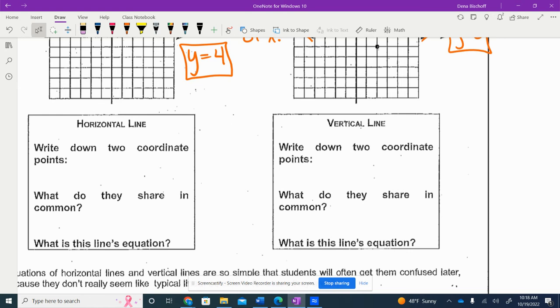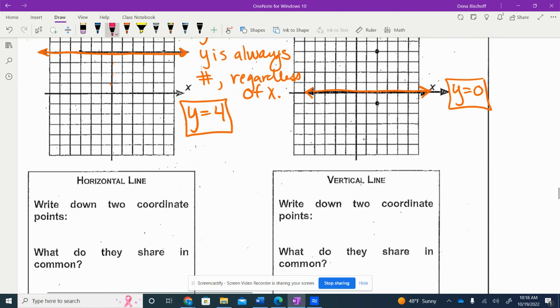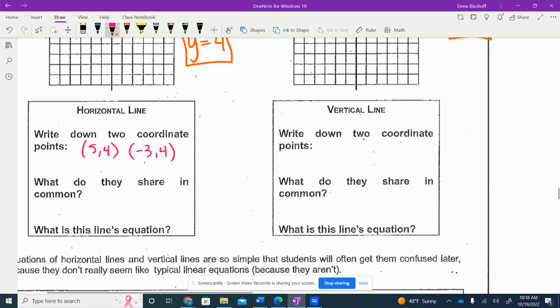So if we were to pick 2 points from this line right here, this is the coordinate 1, 2, 3, 4, 5, 5, 4. And this is the coordinate negative 3, 4. What do they share? Well, they have the same y value. That's why the equation is y equals 4.